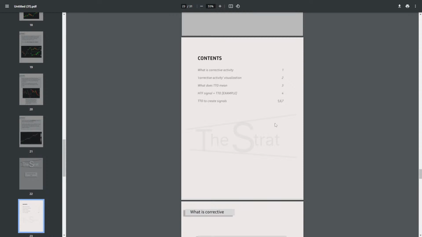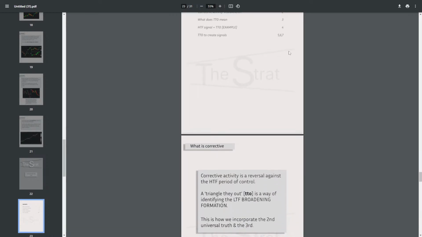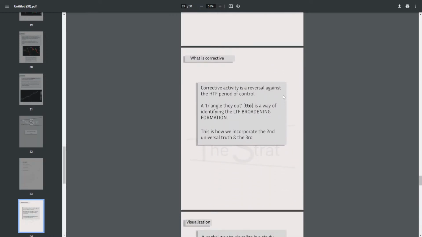So first we're going to cover what is corrective activity. Then we're going to have a little visualization of it, which we've talked about previously. And then what does TTO mean, which is triangle layout, and then higher time frame signals plus a TTO example, and then TTOs to create signals, which gets a little bit into what we'll talk more about tomorrow, but a little introduction towards the end.